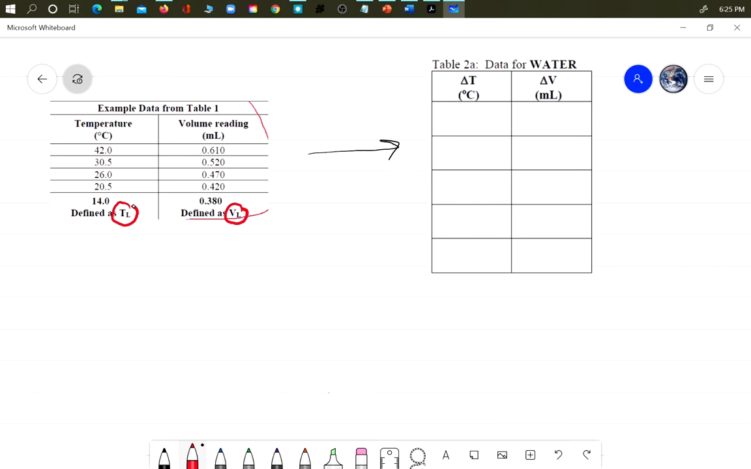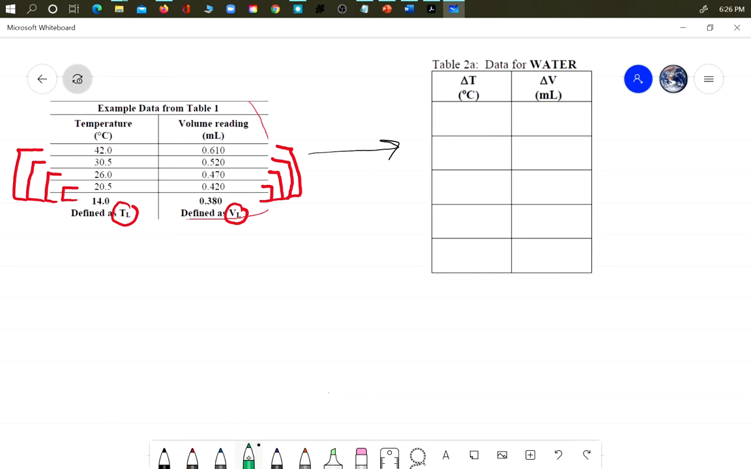And then the idea is to find the change, or an interval, between all the other temperature ranges and the lowest one. In other words, you'll be finding a temperature difference between those two readings, and these two, and these two, and those two. And you need to find the corresponding change in volume between these two, and these two, and those two, and those two. So let's do the first one.